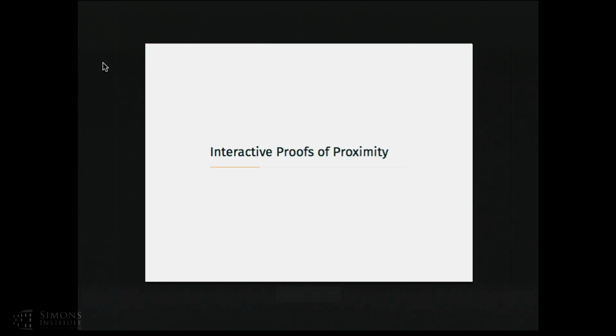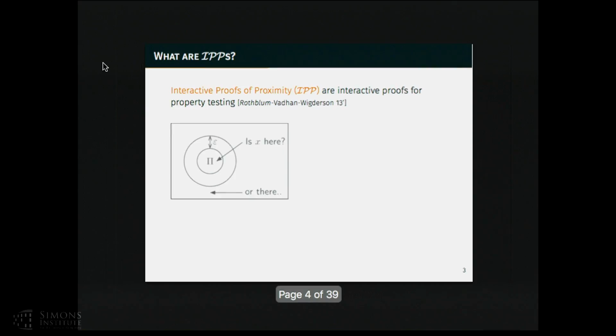Okay, so what are interactive proofs of proximity? One way to think about them is taking property testing problems and considering the notion of proofs within this framework. Generally, when we're dealing with property testing, we are given some input x, and we have the task of deciding whether it has a certain property pi or whether it is epsilon far from having this property. And we have a tester or a verifier which makes a constant or small number of queries to the input to the end of making this decision.